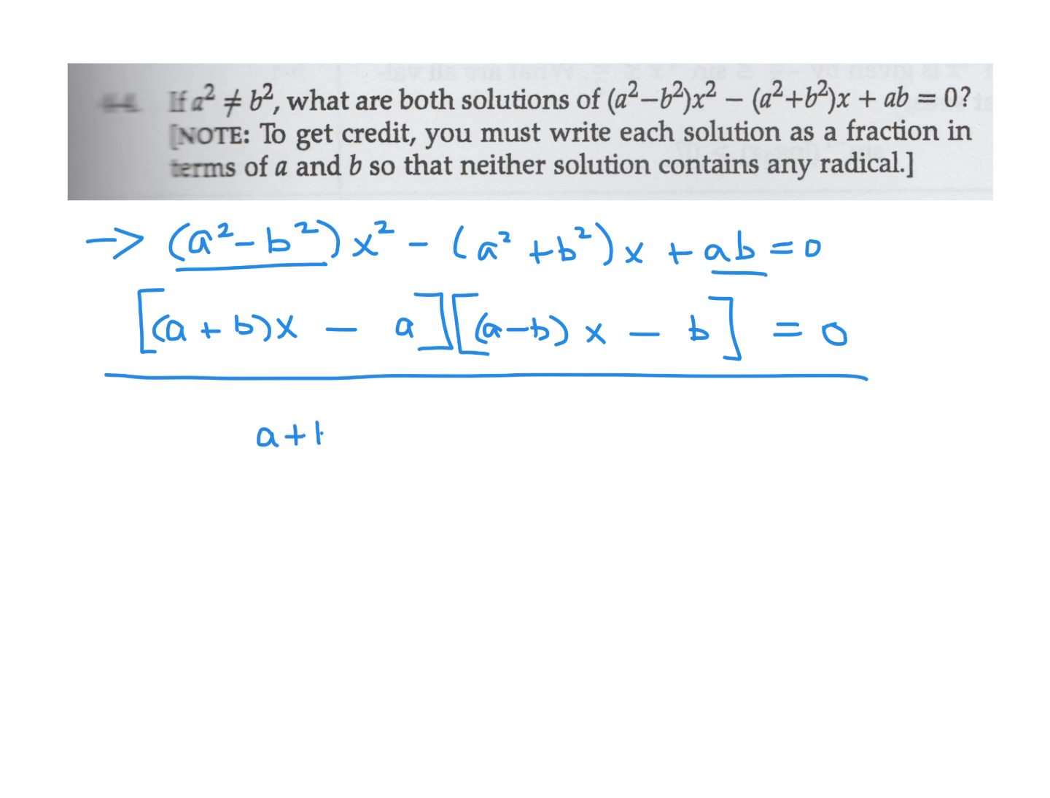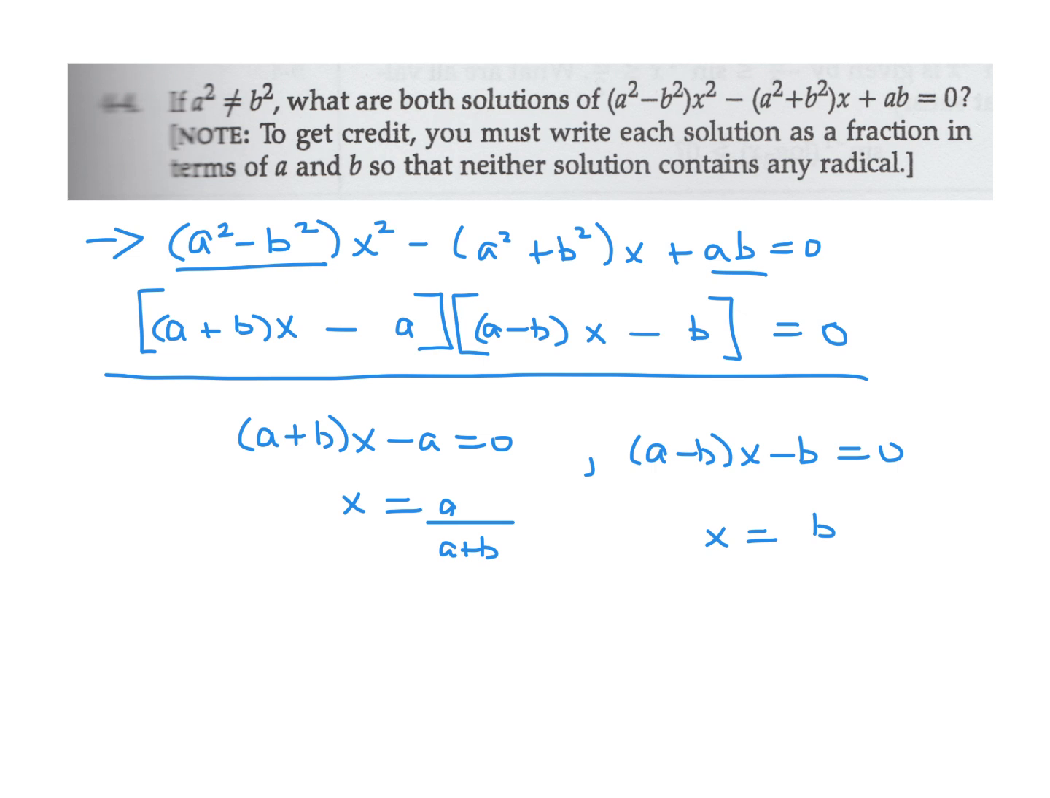We have a plus b times x minus a is equal to 0, and we have a minus b times x minus b is equal to 0. So from the first one, we get that a over a plus b is x, and from the second one, we get b over a minus b is x. And that's it. That's pretty much all they wanted.